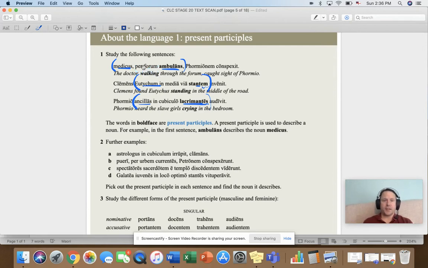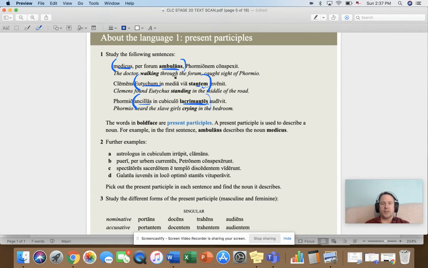Now look at medicus here. Now there's not really another option. Maybe Formionem here at the other part of the sentence, but I know that medicus is the person that's walking because NS here, just like the name Clemens, right? Here's Clemens. This is the nominative singular ending, and so it describes medicus, and it would not describe Formionem. In fact, you could probably figure out that if it described Formionem, it would be ambulantem. So it tells you what it's describing there.